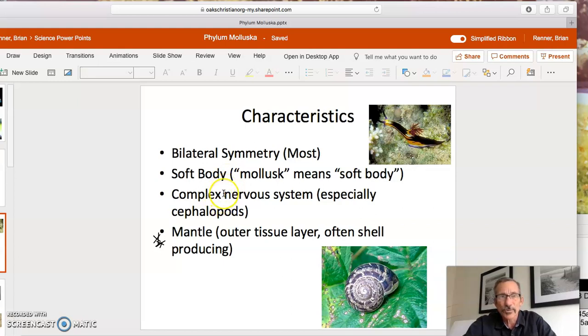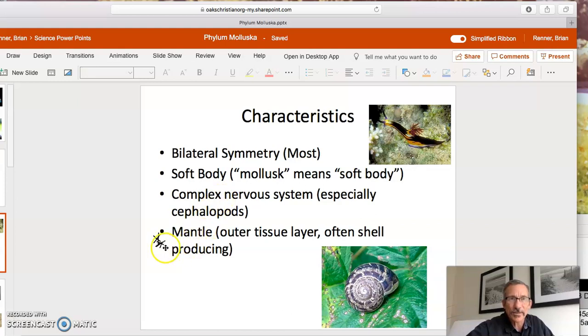For the most part, the group has a complex nervous system, especially the subcategory called the cephalopods, which are the squid and the octopus, and cuttlefish, and something called the nautilus, which I'll show you a shell that I have here in a second. These guys have a very good brain, very good eyes, make choices, so pretty sharp, pretty smart animals with that complex nervous system.